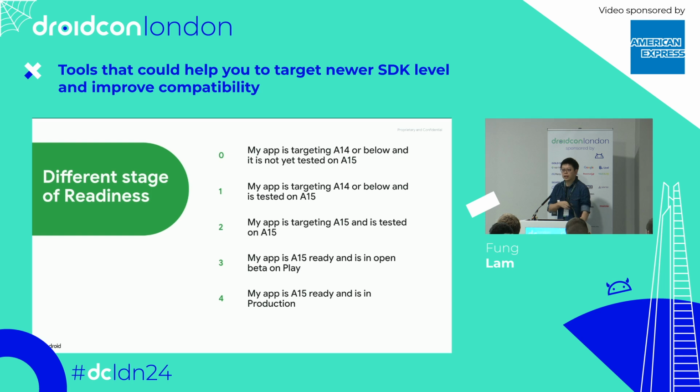To target the latest SDK version, there are a few stages. Stage 0 is, I haven't started. My app is still targeting Android 14. I haven't done any testing. How many of you are in stage 0? No? Good. 1? Or 2? More? Why? Android 15 has launched already.